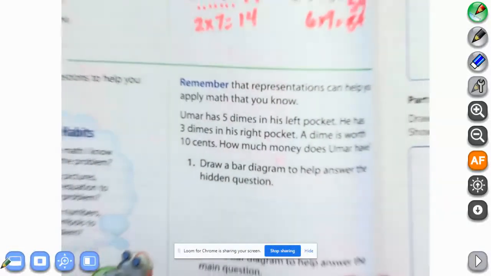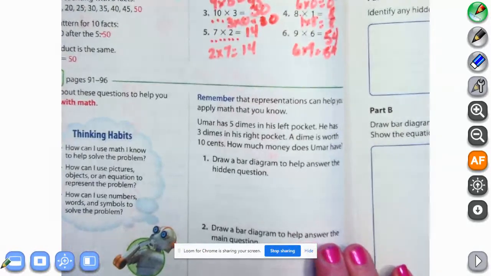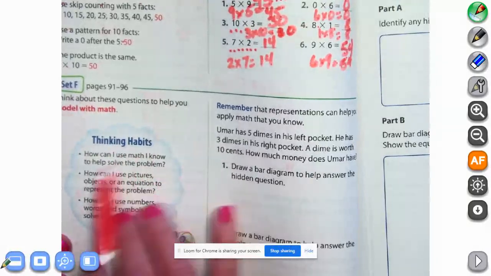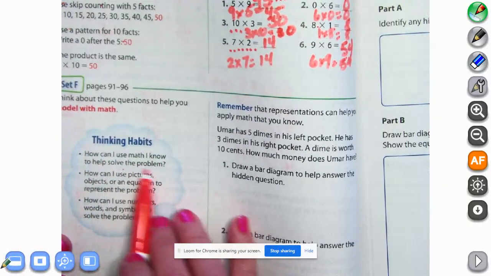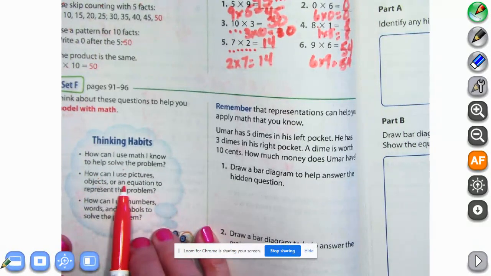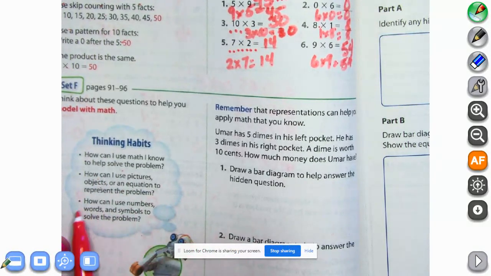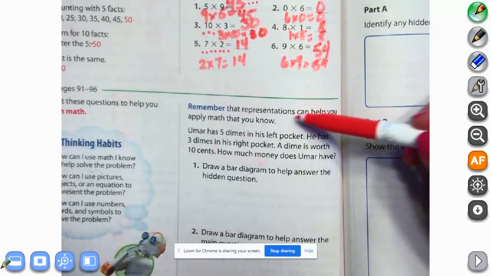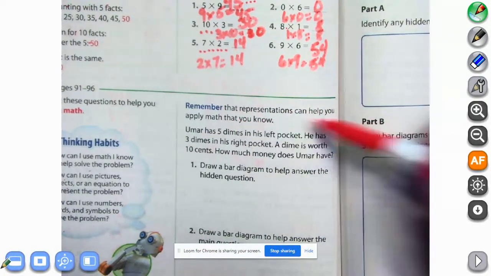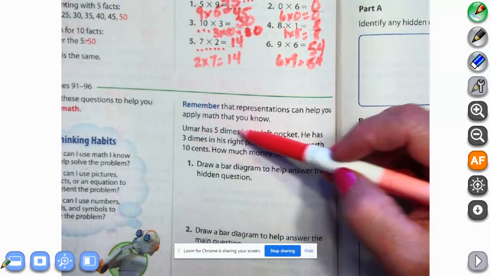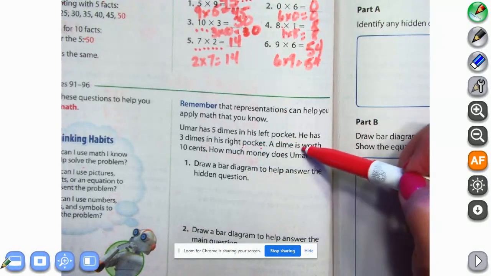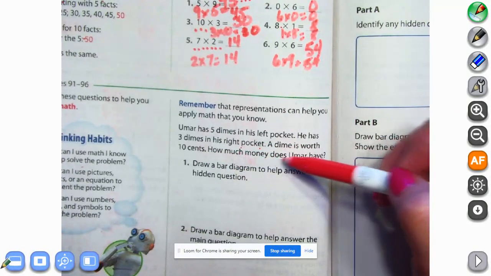Set F. It says, think about these questions to help you model with math. Thinking habits. How can I use math I know to help solve the problem? How can I use pictures, objects, or an equation to represent the problem? How can I use numbers, words, and symbols to solve the problem? So those are things to think about. Remember that representations can help you apply math that you know. Umar has 5 dimes in his left pocket. He has 3 dimes in his right pocket. A dime is worth 10 cents. How much money does Umar have?